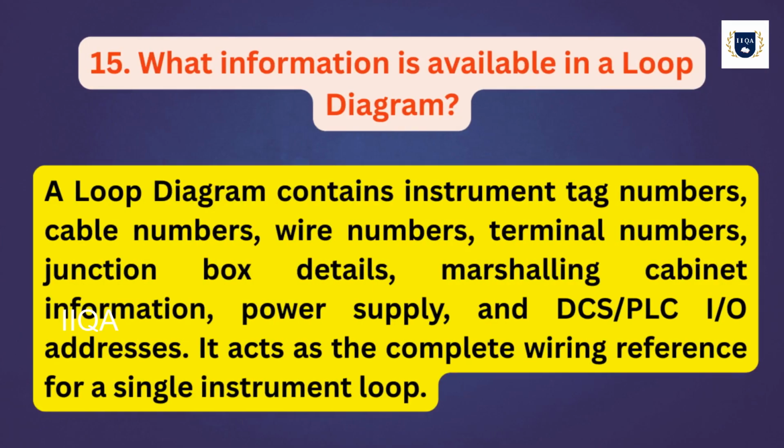What information is available in a loop diagram? A loop diagram contains instrument tag numbers, cable numbers, wire numbers, terminal numbers, junction box details, marshalling cabinet information, power supply, and DCS/PLC/IO addresses. It acts as the complete wiring reference for a single instrument loop.